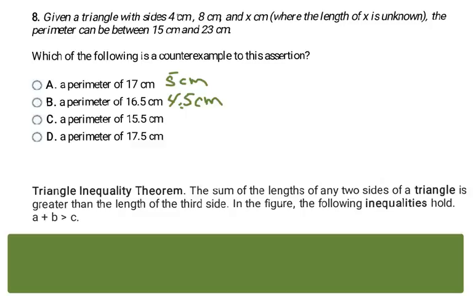If I look at the perimeter 15.5, that means my third side has to be 3.5 in order to add all three sides and get a perimeter of 15.5. And if I take my two smaller ones, 4 plus 3.5, that gives me 7.5. That sum isn't bigger than 8. So that means I can't have a perimeter of 15.5. So C is going to be my counterexample.